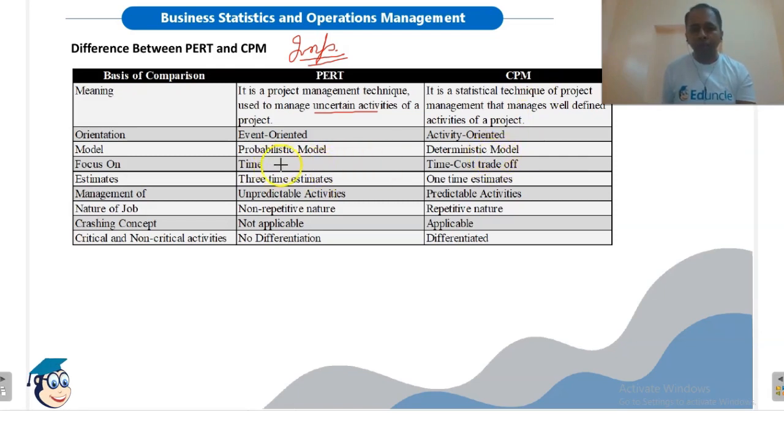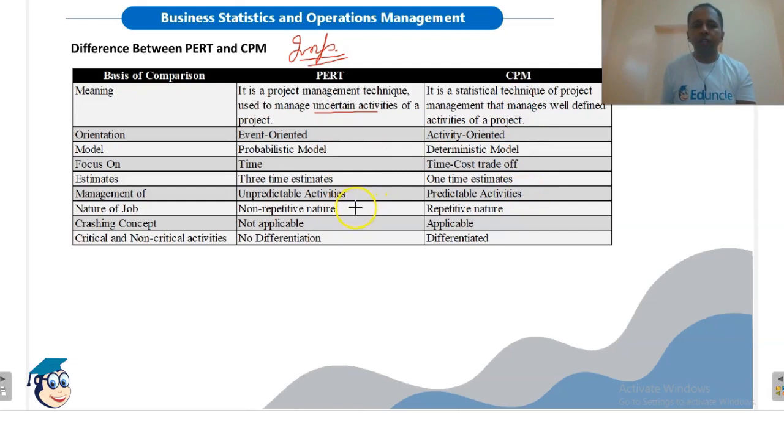PERT focuses on time while CPM focuses on time-cost trade-off. Trade-off means a compromise. In PERT, we have three time estimates. We have already seen optimistic time, pessimistic time, and most likely time. While in CPM, we have only one timing. PERT is used in management of unpredictable activities, or we have seen uncertain activities, while CPM is used in case of predictable activities, जिनका टाइमिंग हमें पहले से ही मालूम है.